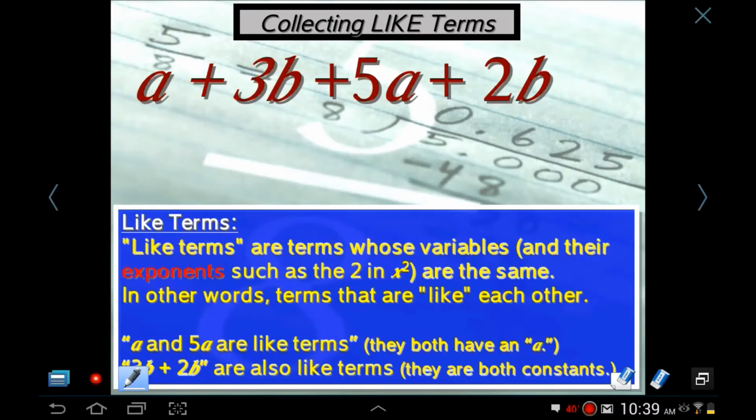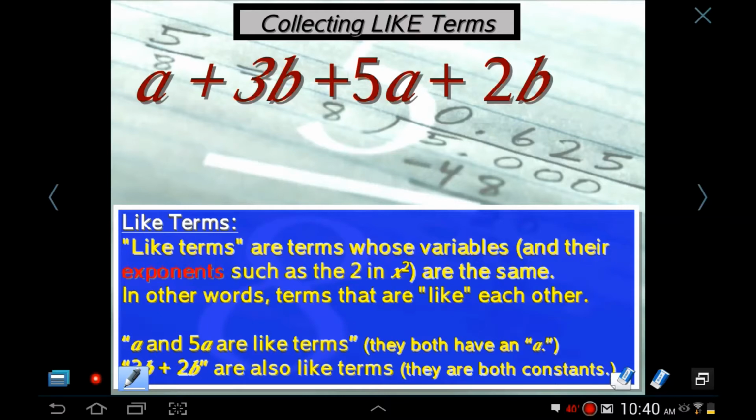Okay, now next part is we're going to talk about this thing called collecting like terms. Okay, now I have a lot written down here. And make sure you write this down in your notes. But I'm going to read this with you, and you go ahead and write it down. Like terms are terms whose variables and their exponents, and we're really not going to get into problems where there's exponents. Like terms are terms whose variables and their exponents, such as 2 in the x squared part, are the same. In other words, terms that are like each other.